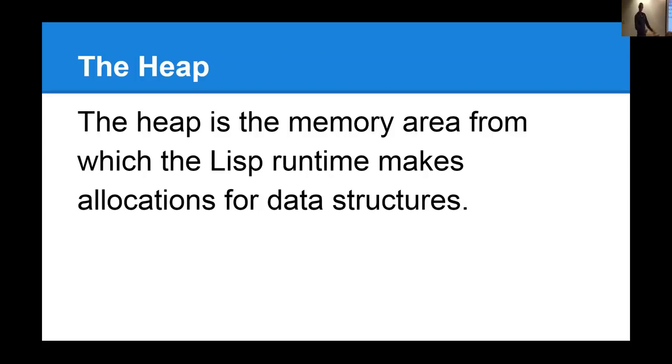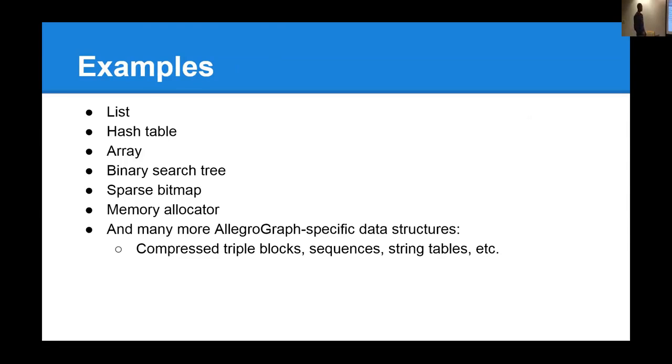And just as an elementary slide, the heap is the memory area where you allocate objects. You make an array, comes out of the heap. Cons something up, comes out of the heap. So some of the data structures that I created that live outside of the heap: lists, hash tables, arrays, all the things you can think of, sparse bitmaps, memory allocator for out-of-heap allocations, and then we have some very specialized Allegra Graph specific data structures for compressing the triples and things of that nature. So lots of things that are part of Lisp that I re-implemented in Lisp for particular reasons, and I'll discuss the reasons.